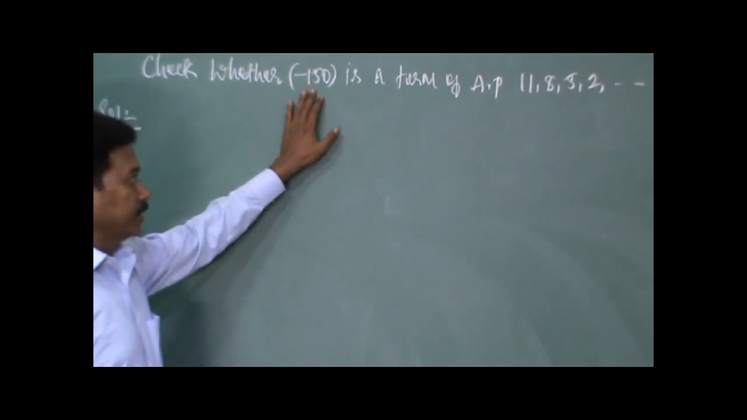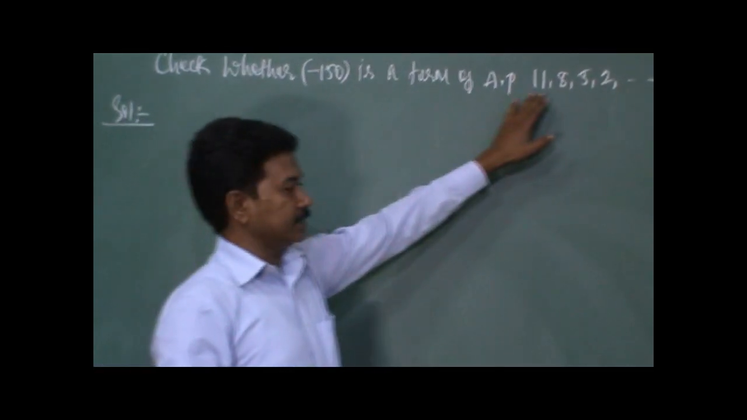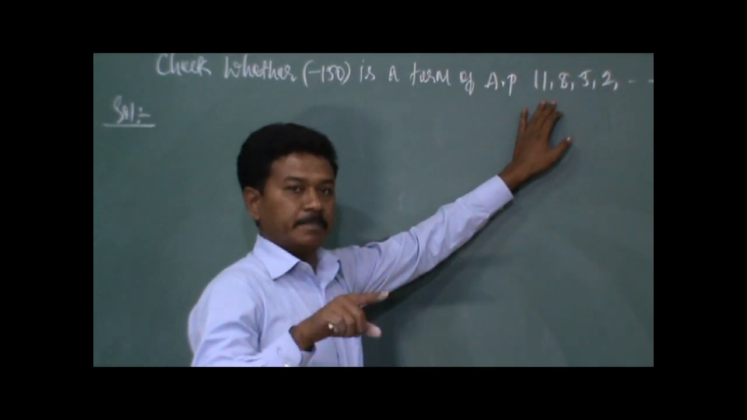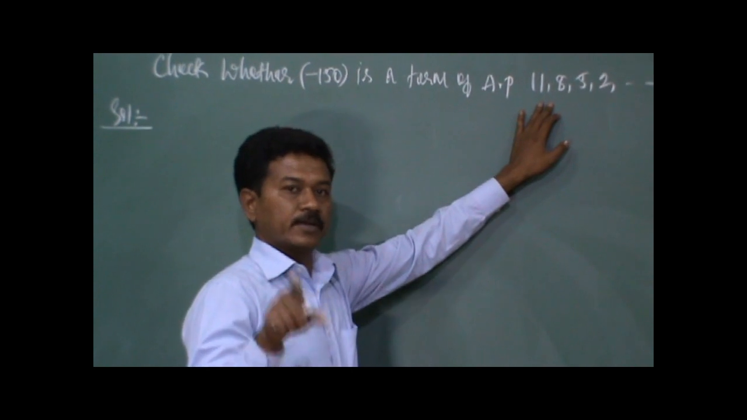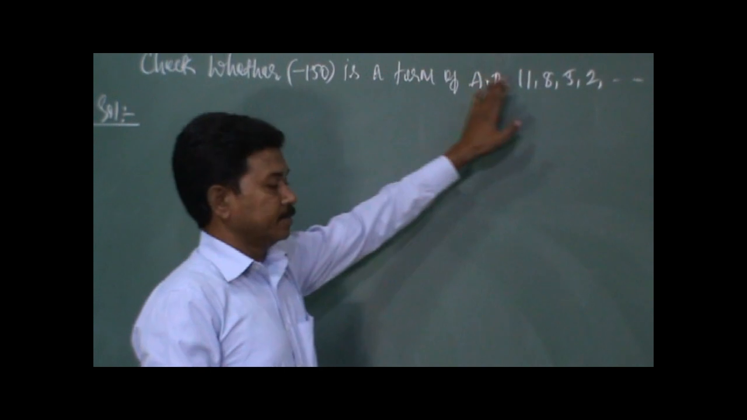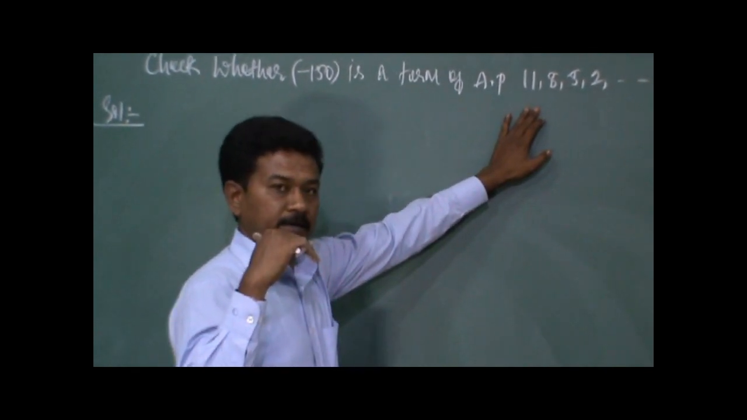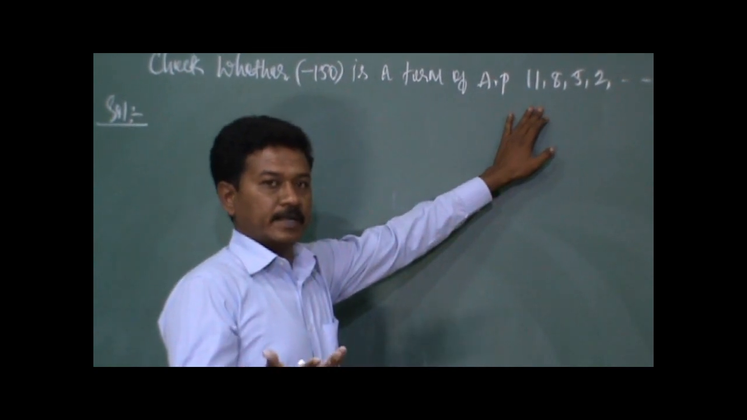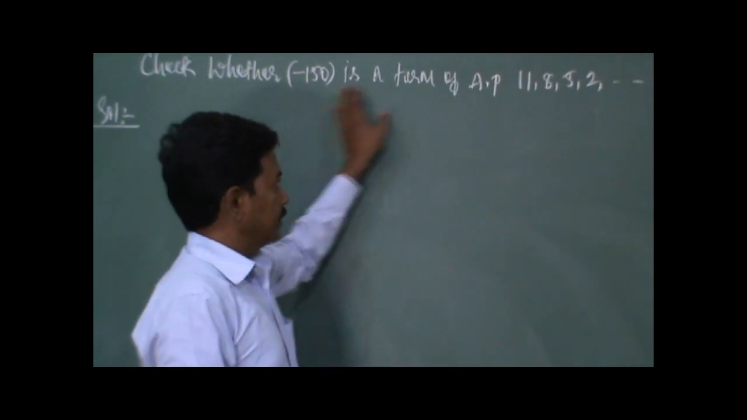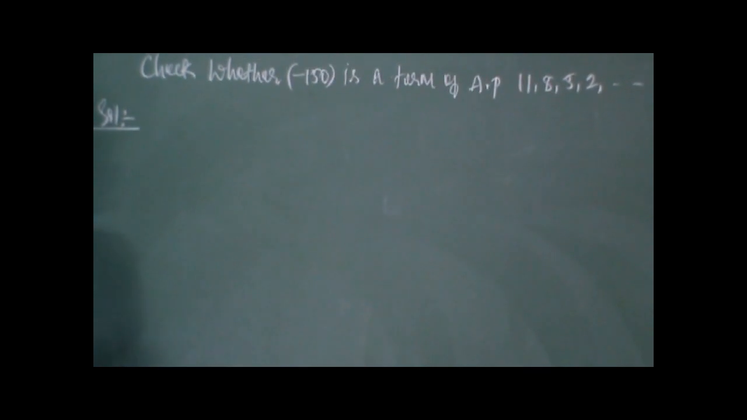We will consider this minus 150 as the nth term of this AP. We will find out the value of n. So if n appears to be an integer or a whole number or a natural number, then minus 150 is a term of the AP. If we get the n value as a decimal number, which is not an integer, then we say that minus 150 is not a term of this AP. That is a very simple conclusion.